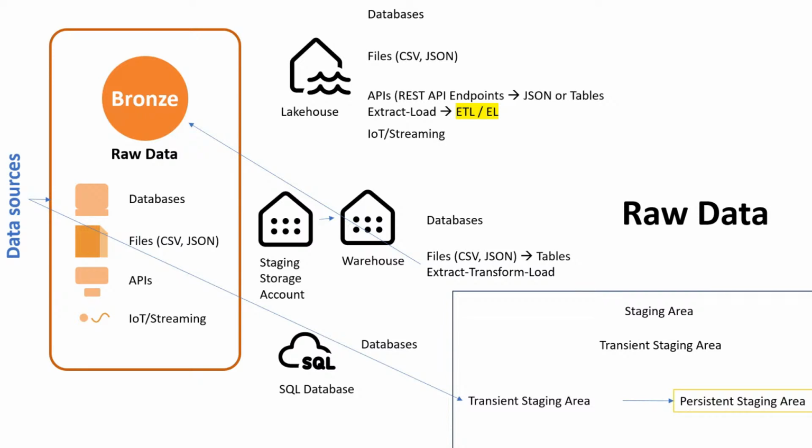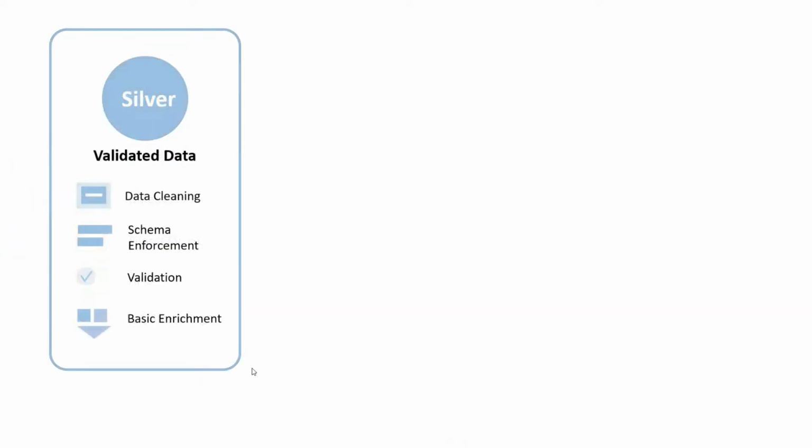Now let's go to the silver layer. Remember, in the bronze layer we have all the information as it was in the source system, but now we want to start making that information a little bit more accessible for reporting.